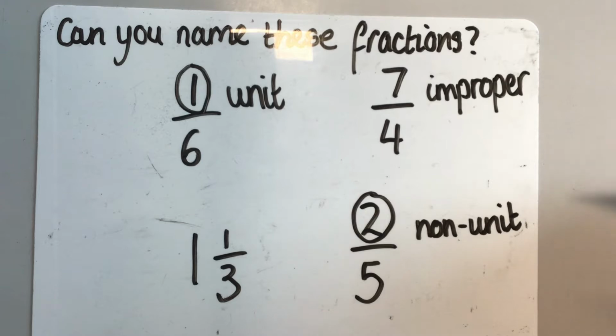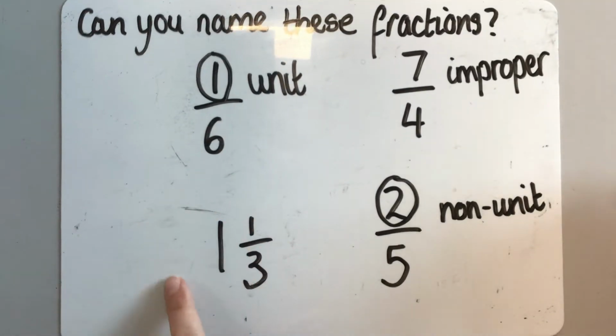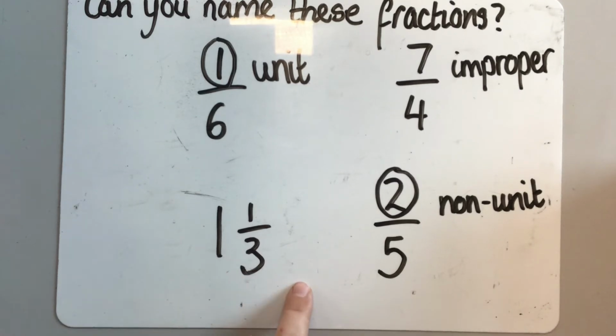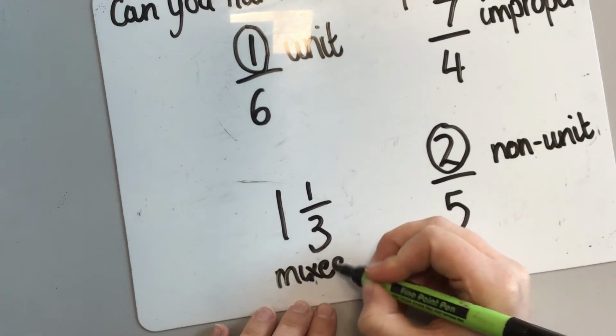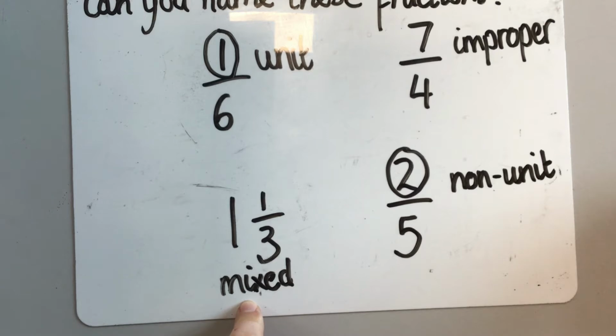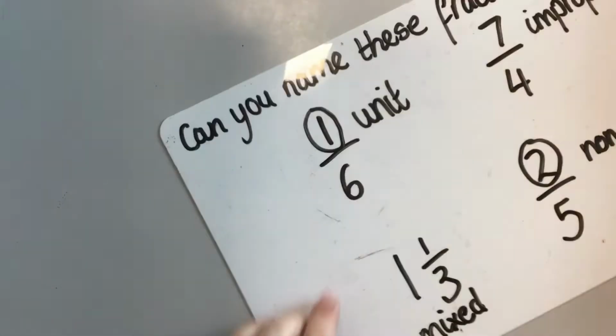Which leaves the last one. Can you remember which one it was? That's right, it was a mixed number or a mixed fraction. And can you see this one down here has a 1 and a 1/3 written down. So it's a mixture of 2. You've got whole numbers and fractions. So that is how we remember that fractions written like this are called mixed numbers or mixed fractions. Okay? So we're going to look a little bit more into that now.